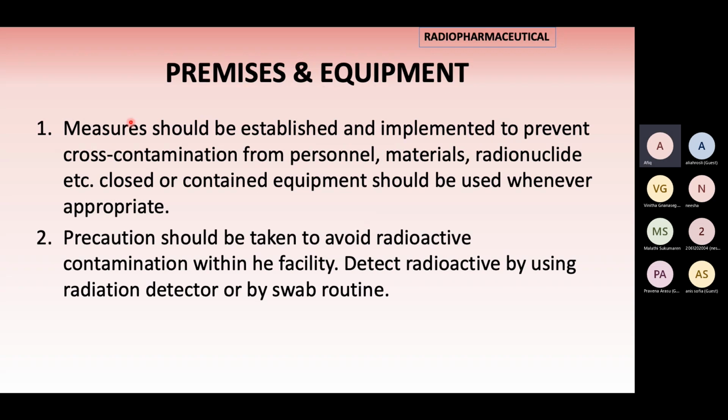And on the premises and also equipment, important measures should be established and implemented to prevent cross-contamination from personnel, materials, and radionuclide. Closed or contained equipment should be used whenever appropriate, and precautions should be taken to avoid radioactive contamination within the facility. And the radioactivity should be able to be detected using a detector, and also by routine testing or routine swab testing.